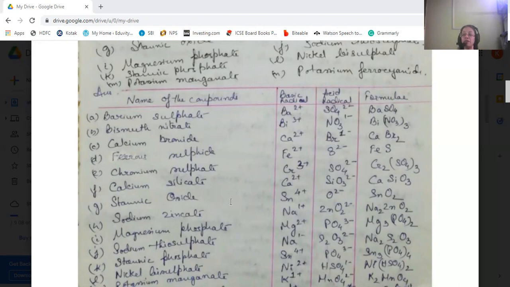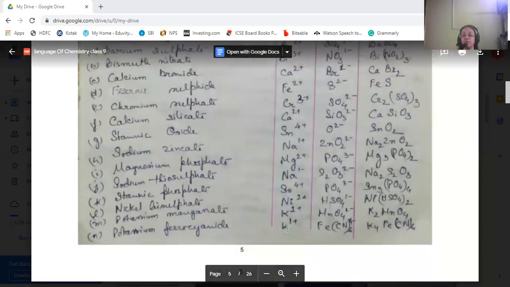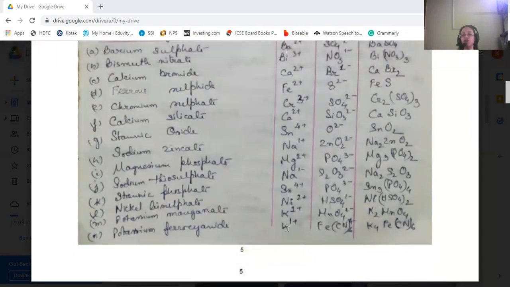Stannic phosphate, Sn4+, stannic is tin. Okay, the symbol is Sn. So the basic radical has the valency of 4, so Sn4+. And acid radical has PO4 3-. So the formula will be Sn3(PO4)4. Then nickel bisulfate, Ni2+, HSO4 1-. So Ni(HSO4)2.